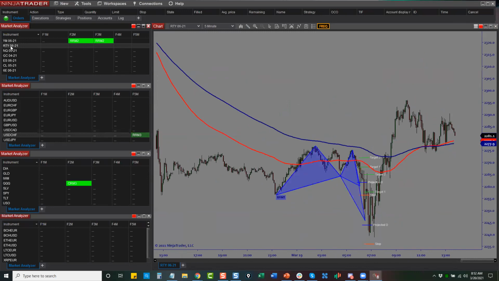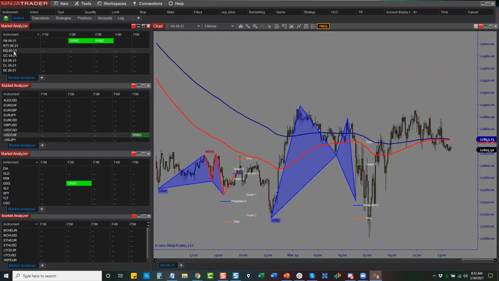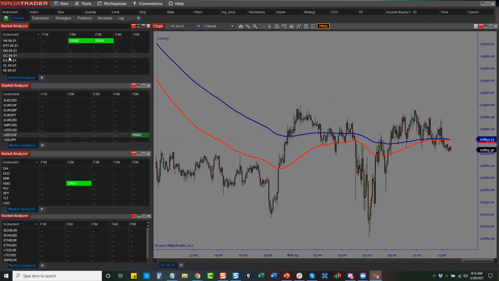Let's go to the Russell. I should only be looking at longs right now because the EMAs just crossed. So if I get another pattern, I'd only look at the longs. NASDAQ. Okay, I should only be looking at shorts right now. So if the market gives me a short ratio, shorts.